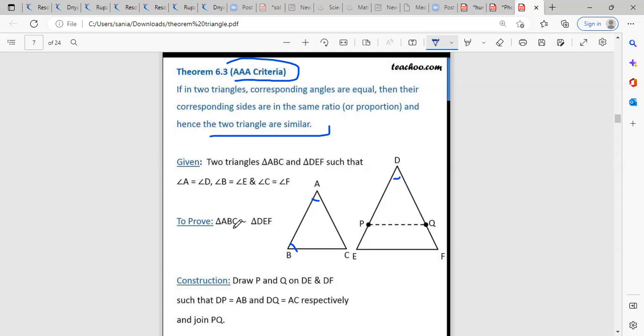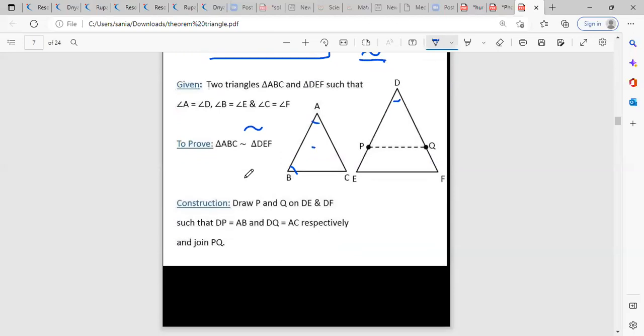And what you have to prove, see this sign. This is the sign of similarity, right? So you have to prove that this triangle is similar to this triangle. When they give you a sign like this, similar and equal, they are congruent. So let's just do the construction part. Over here you can see this is a small triangle, this is a bigger one, right? So you will draw a triangle. Now if you ignore this, you can see they are of the same size.